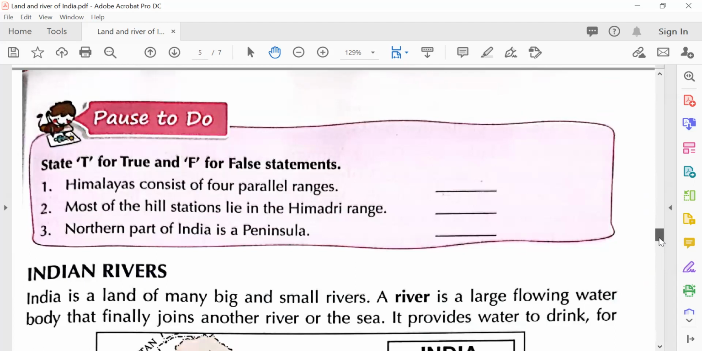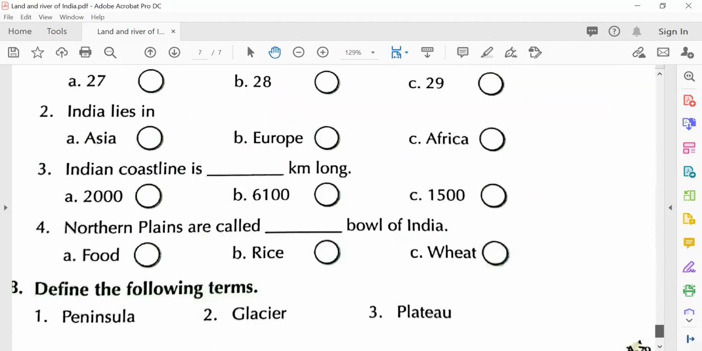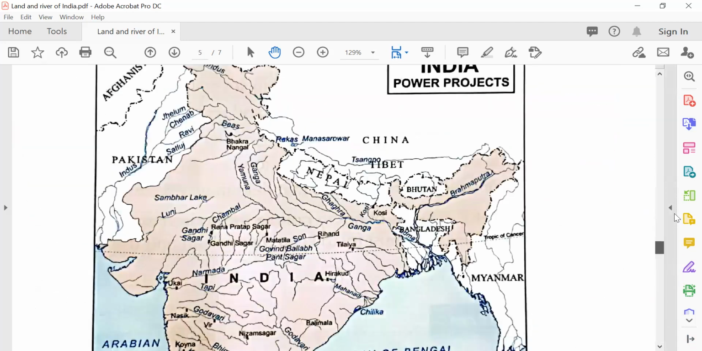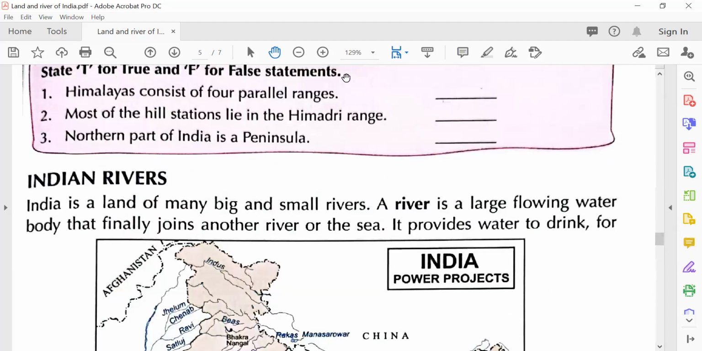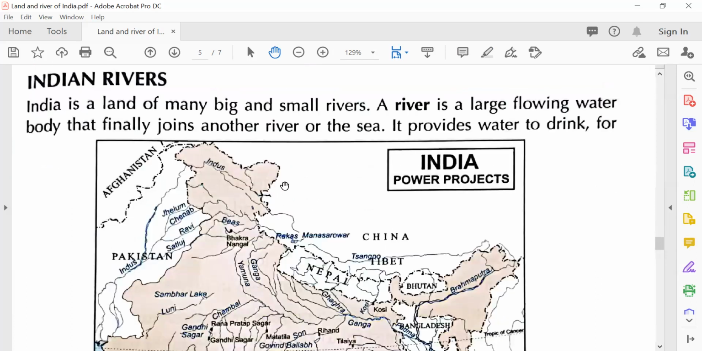Okay, we'll do this also in the next class, and there is just river. So let's do it today only. It's just going to end. So Indian rivers, so we'll do all these things at the last. So Indian rivers. So what are the Indian rivers?